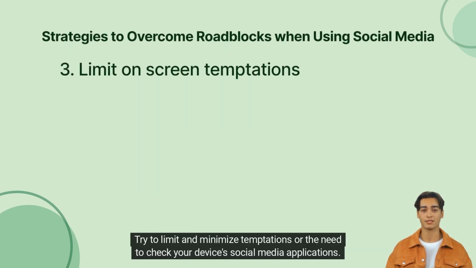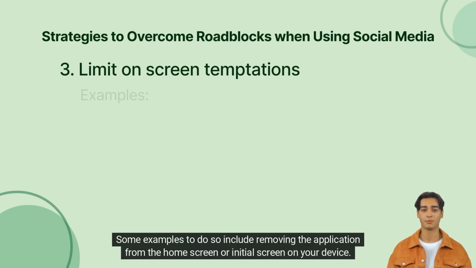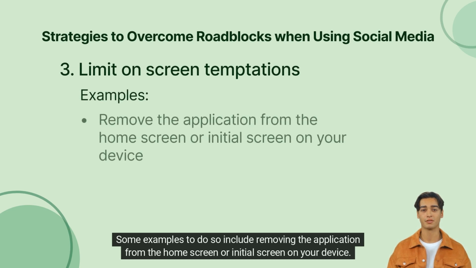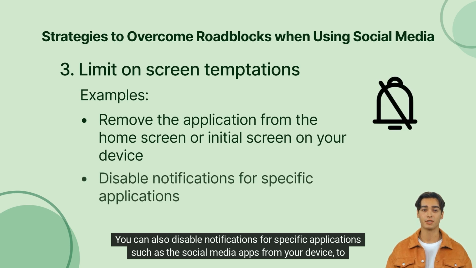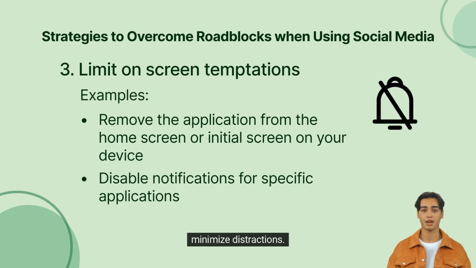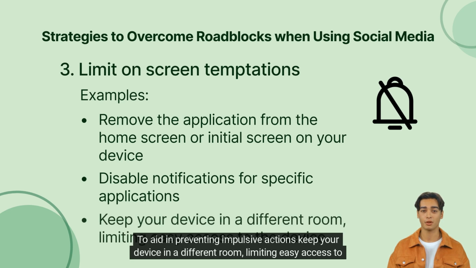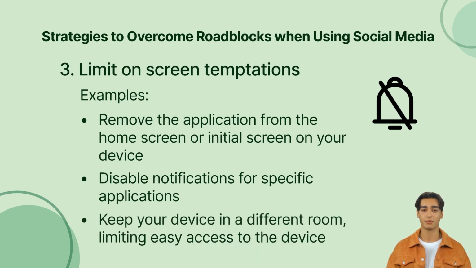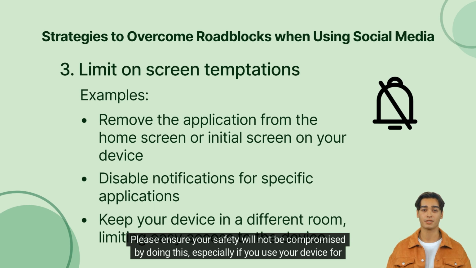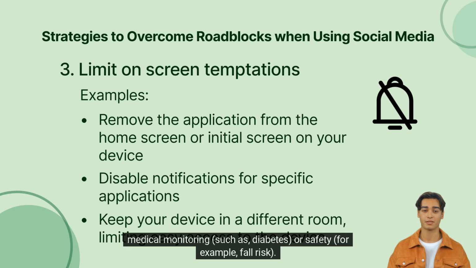Try to limit and minimize temptations or the need to check your device's social media applications. Some examples to do so include removing the application from the home screen or initial screen on your device. You can also disable notifications for specific applications such as the social media apps from your device to minimize distractions. To aid in preventing impulsive actions, keep your device in a different room, limiting easy access to the device. Please ensure your safety will not be compromised by doing this, especially if you use your device for medical monitoring, such as diabetes or safety, for example, fall risk.